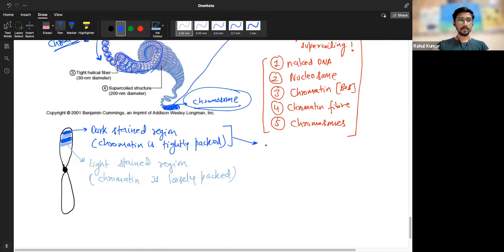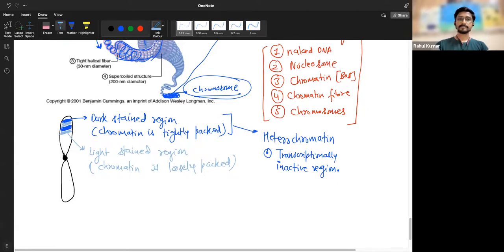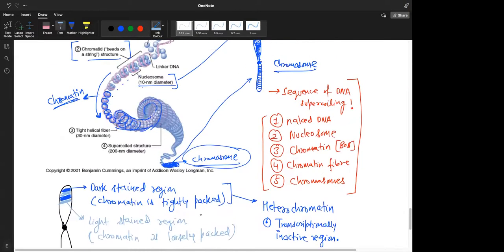So this dark stained region is known as heterochromatin. What is it called? Heterochromatin, and heterochromatin is a transcriptionally inactive region. You understand why? Molecules cannot reach the DNA, they cannot open the DNA easily, and they cannot make RNA out of it. But this light stained region is called euchromatin. This is basically the true chromatin. Eu means true, and euchromatin is transcriptionally active. So transcription is happening here. And this happens because of the supercoiling.